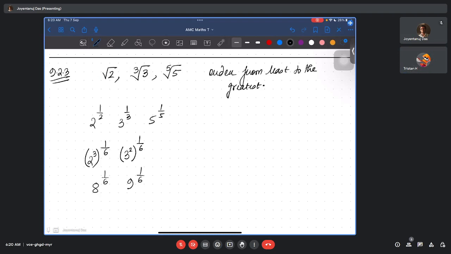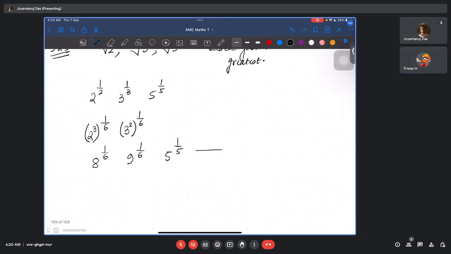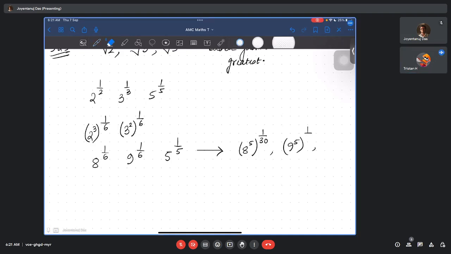Yes, now we have to make it equal with 5 power 1/5, right? So 1/6 and 1/5, again we have to take 1/30. That is the equivalent thing I can make, right? Yes. What will be that? Tell me. Sorry. It would be 8 power 5, right, to the 1/30, and then 9 power 5. Okay. And then 5 power 6.